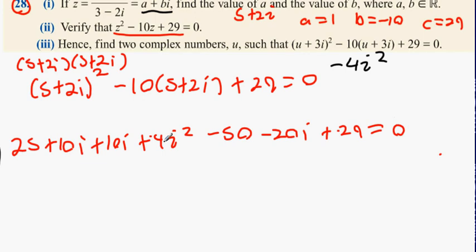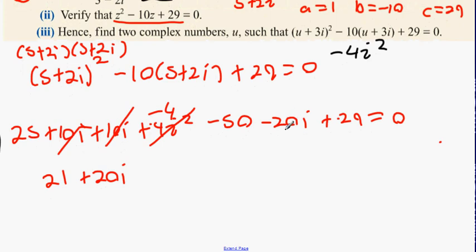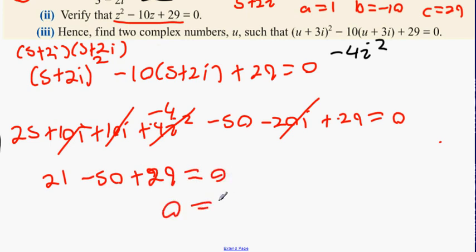And then we're going to get this is a minus 4, so it's going to be 25 minus 4 is 21. 21 plus 20i, this 20i here cancels with the minus 20i over the other side. And then we're going to get 21, and what's left is 21 minus 50 plus 29. And then what we can see is 0 equals 0, and hence this is verified.